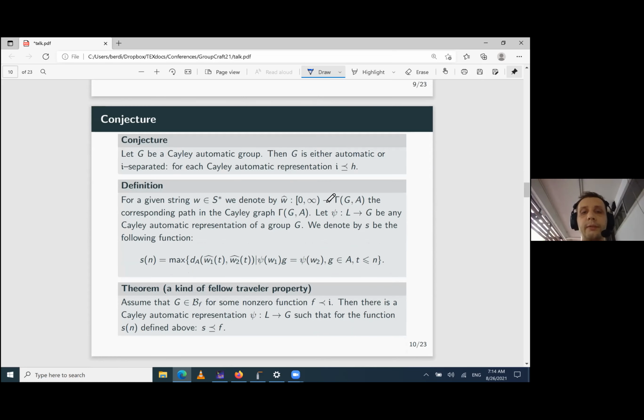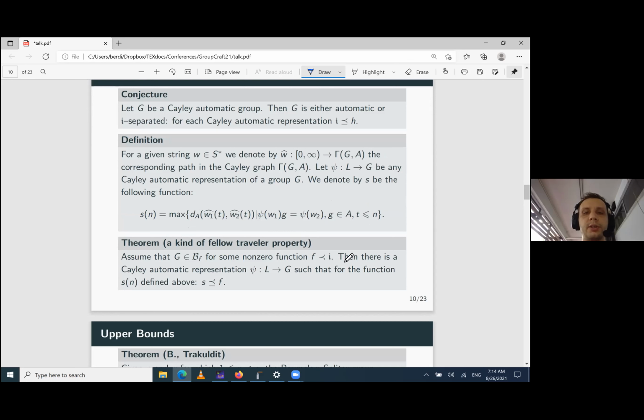Okay, and actually we have a conjecture. We have a conjecture that if you take any Cayley automatic group, you have a lower bound which is a linear function, but we don't have a proof for this fact yet. So it's just a conjecture. One way to approach this conjecture is to consider, for a Cayley automatic group, some kind of fellow traveler property. And actually the results that I showed you before partly follow from this kind of weak fellow traveler property in Cayley automatic groups.